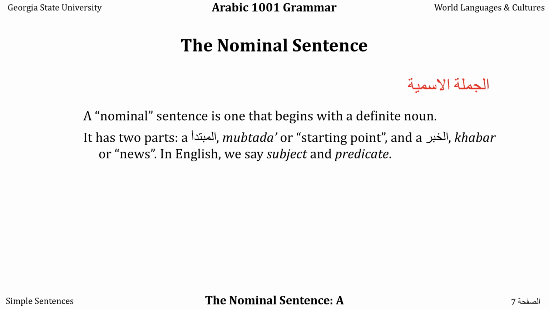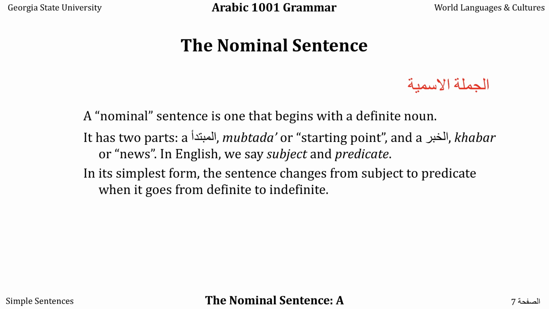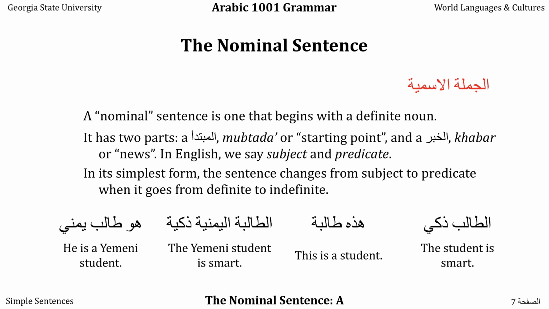You may have already learned the word al-akhbar for the news. Khabar is the singular of akhbar. In its simplest form, the sentence changes from subject to predicate when it goes from definite to indefinite. We can say, at-talib dhaki, where at-talib is definite, dhaki is indefinite, so we know that's the dividing point for the sentence and where we put the is, am, or are. So the student is smart.